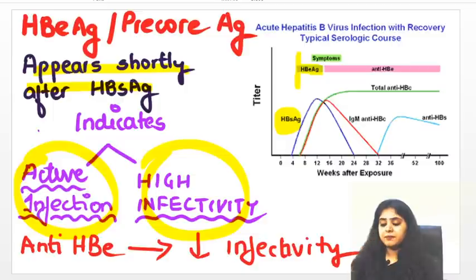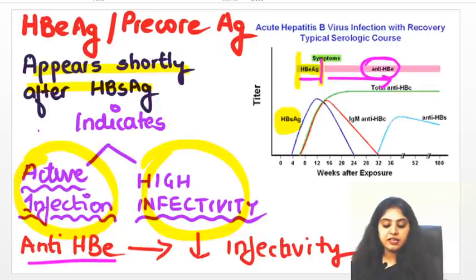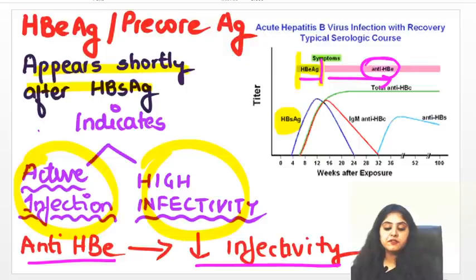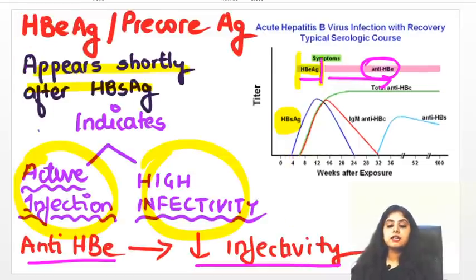So can I say that when HBe antigen levels decline and anti-HBe antibody starts, that is indicative of the infectivity going down? Yes. Which was the first one which indicates onset? HBsAg. Which is the one that indicates high infectivity? The HBe. And when HBe antigen levels go down and the antibody comes up, it is a decrease in infectivity.